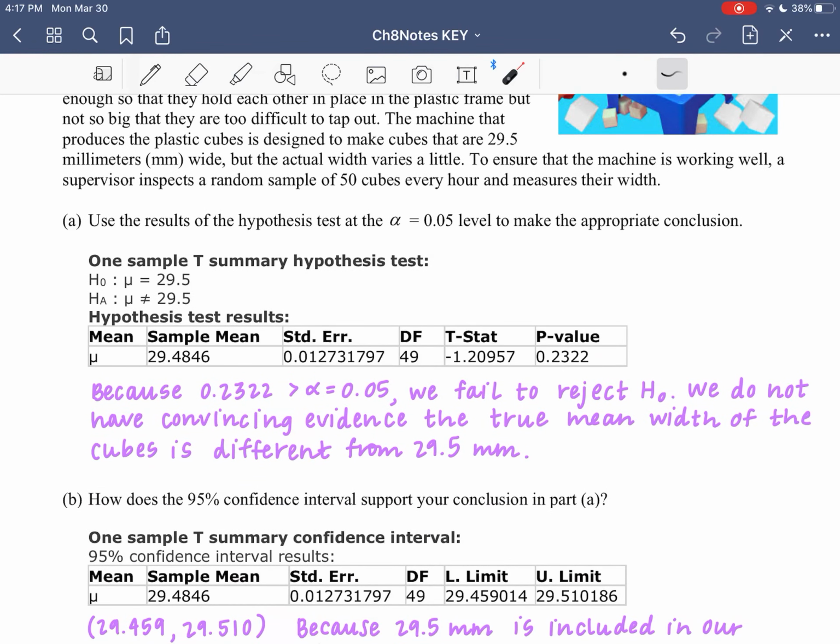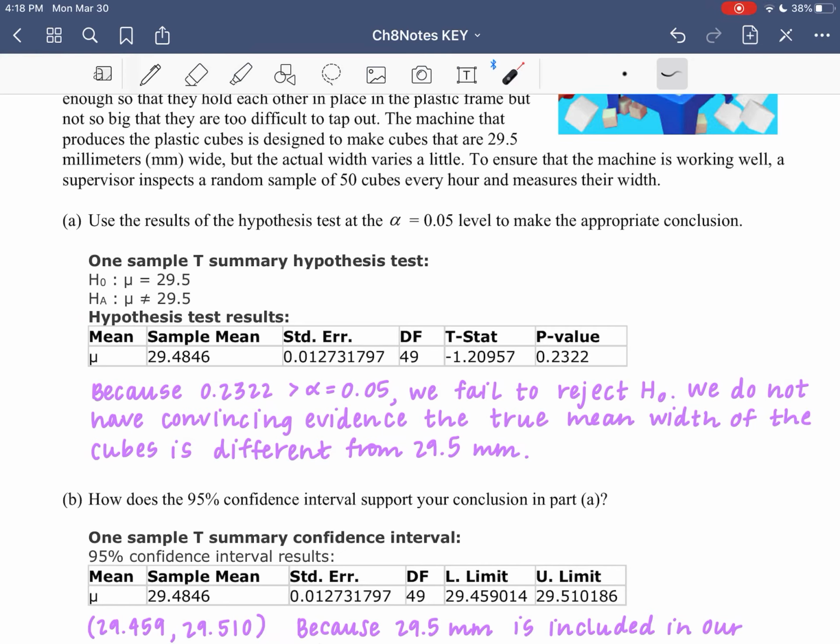0.05. So let's take a look at these results to make sure we understand what this computer output is showing us. This is computer output directly from StatCrunch. So this is saying a one sample T summary hypothesis test. So one sample because we've just taken a sample of 50 cubes. T because this is a hypothesis test for a mean. So we would be doing a T test instead of a Z test for a proportion.